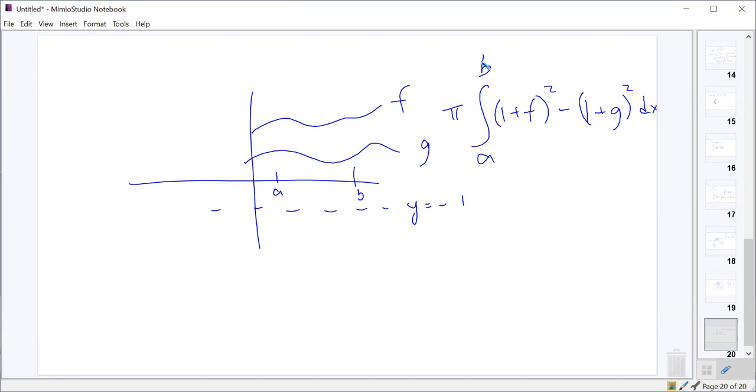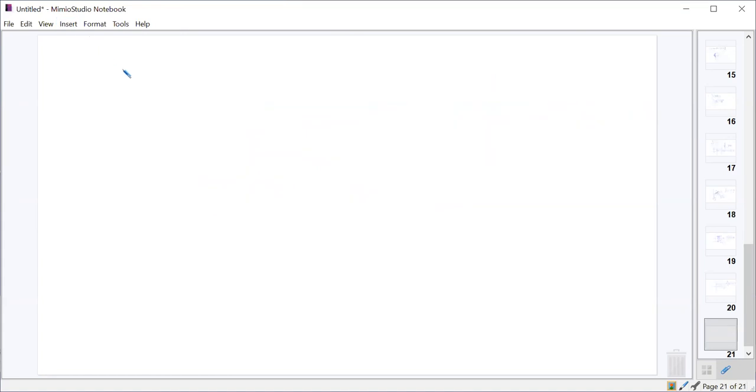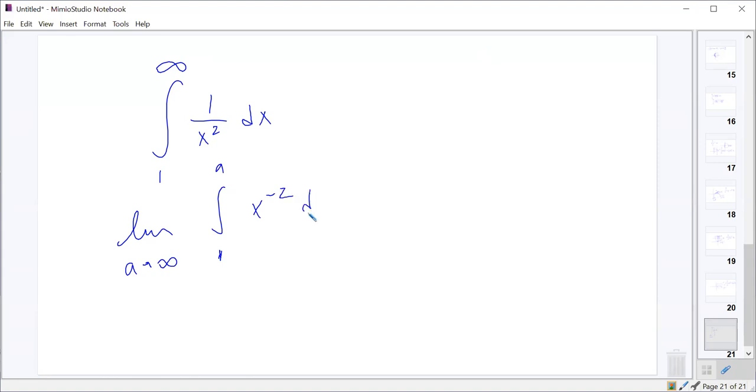We could do the same thing if it was a vertical line, same basic concept. What about our improper integrals? Everybody remember improper integrals? That wasn't actually all that long ago. If we're looking for the integral from 1 to infinity of 1 over x squared dx, we just need to rewrite this as the limit as a approaches infinity of the integral from 1 to a of x to the negative 2 dx.